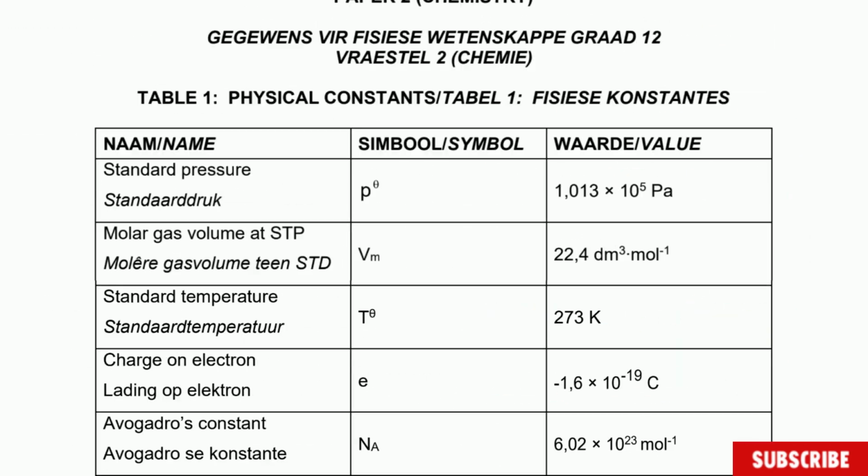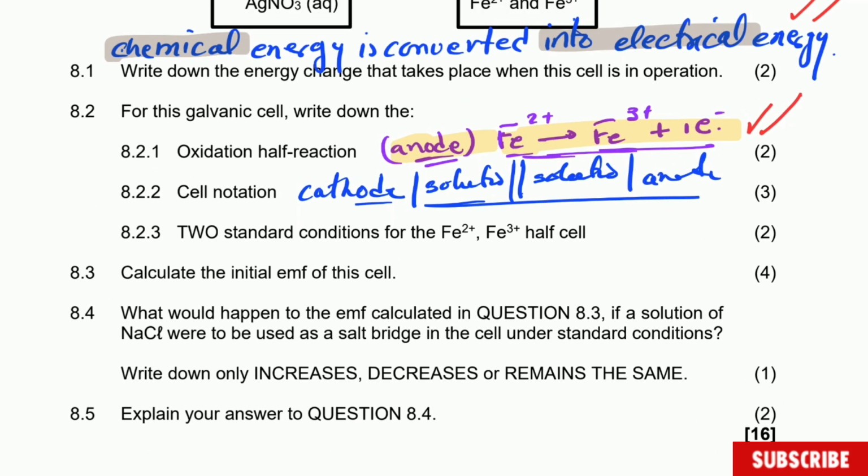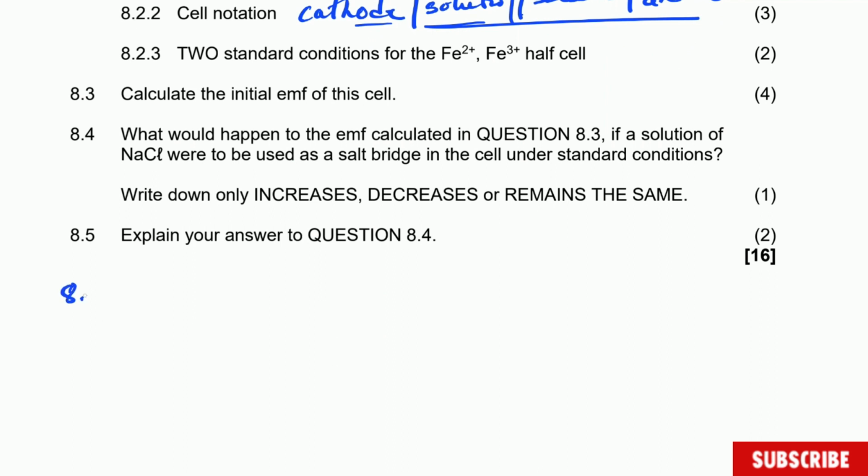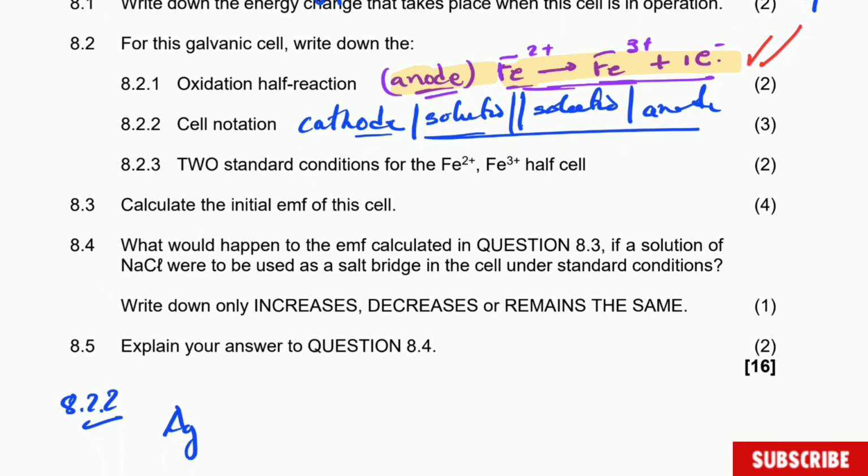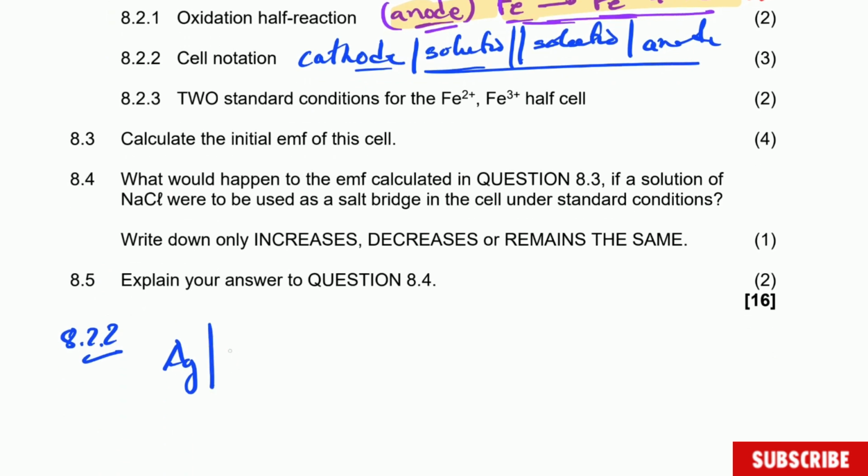So for the cell notation, we're going to write it in that way. It's not that difficult. Let's do it here at the bottom. This one is question 8.2.2. We start with the silver, Ag, which is the cathode. We always start with the cathode. Ag, one line, Ag+. Now the salt bridge. Then it's the Fe in the same order that it is in the table: Fe3+, comma, Fe2+, one line, Pt. This one is the cell notation.